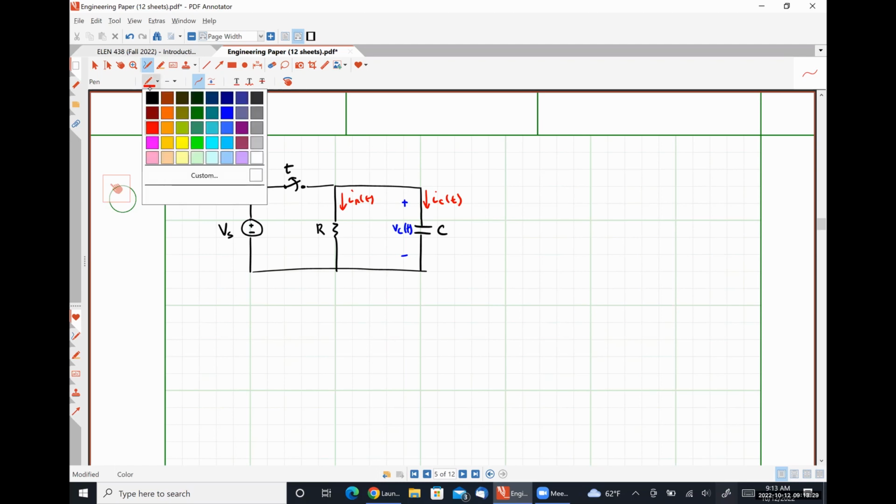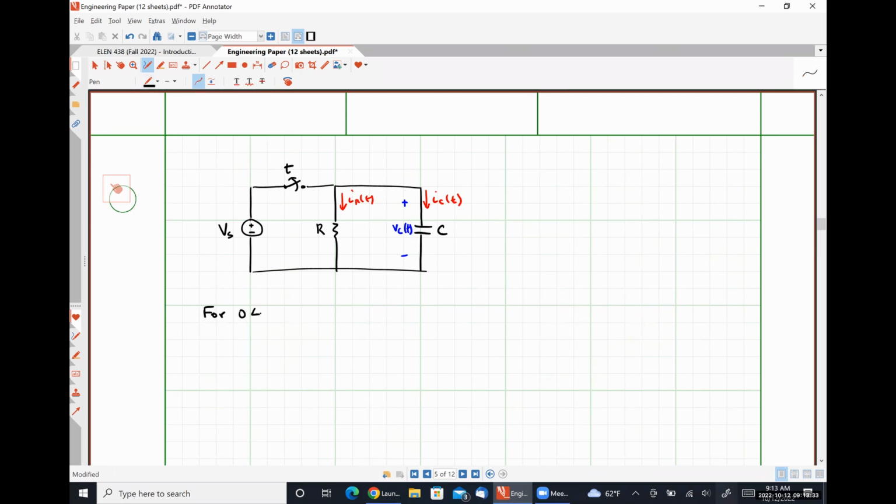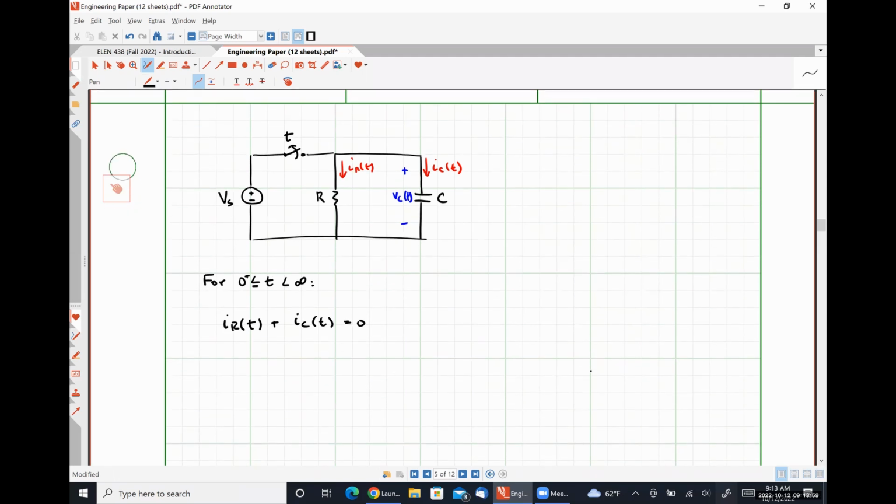So for 0 plus less than or equal to t less than infinity, what we have is effectively this circuit with the switch opened. Kirchhoff's current law tells us that IR plus IC is equal to 0, where IR could be expressed as VC over R, and IC could be expressed as C dVC by dt. And what do you know? We have another first order homogeneous linear differential equation. We are going to guess that VC in this case will be of the form A e to the st.